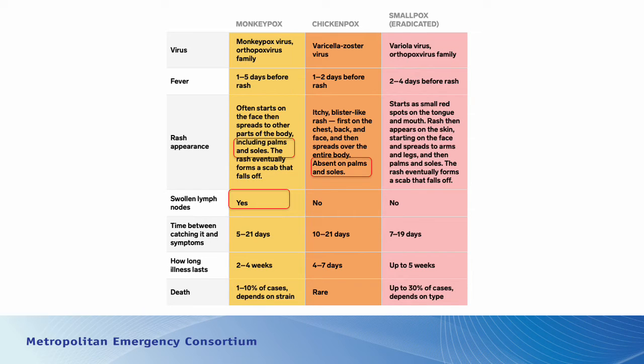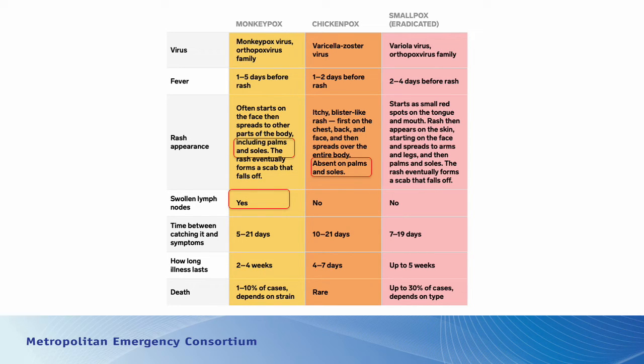It lasts much longer in monkeypox than it does in chickenpox. Chickenpox is inconvenient, uncomfortable. Most kids do well. They're improved and symptoms have gone 4 to 7 days after onset. Whereas monkeypox lasts anywhere from 2 to 4 weeks, and the patient is infectious from the time of fever onset until the lesions are all scabbed, crusts have fallen off, and new skin has developed.